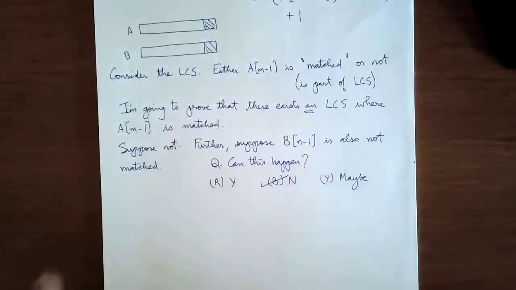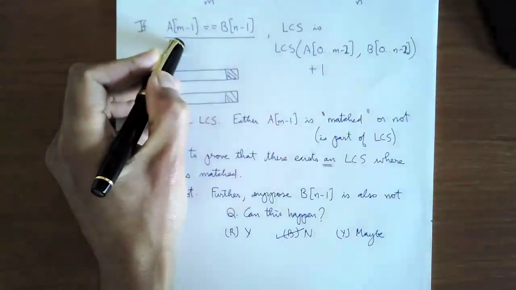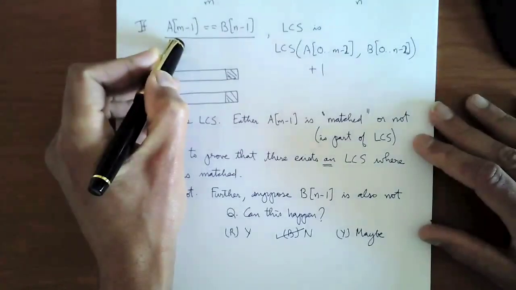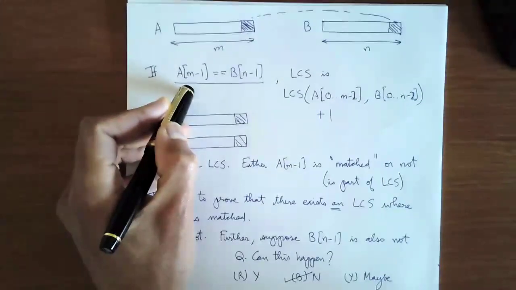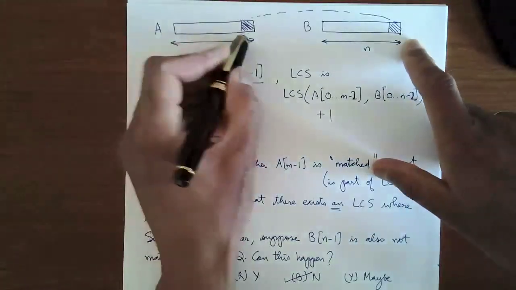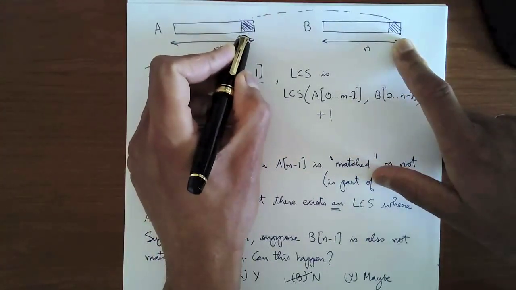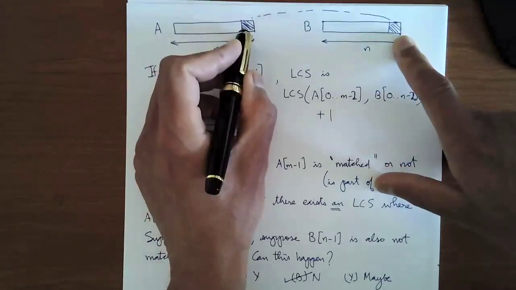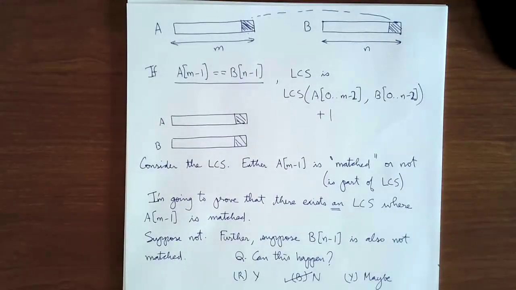Hang on. In this case I'm assuming the last two characters are the same. Does that make sense? So I'm looking at this situation. Assume that the last two characters are the same. And if the last two characters are the same, I'm claiming that in an LCS, you cannot have a situation where both of these are not matched. I have a clarifying question. Yep. Could you define matched?